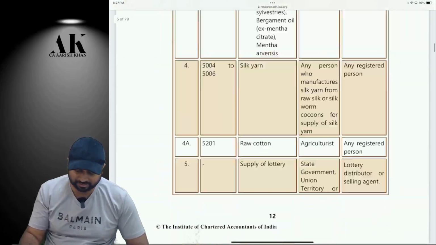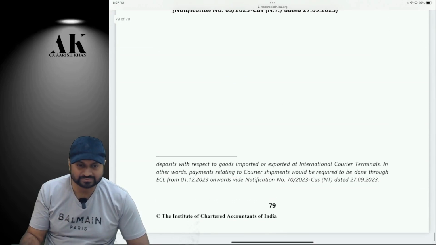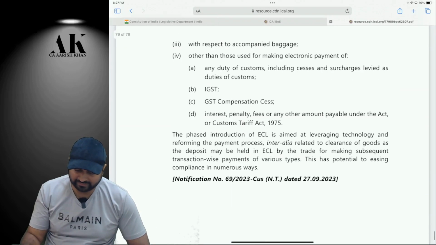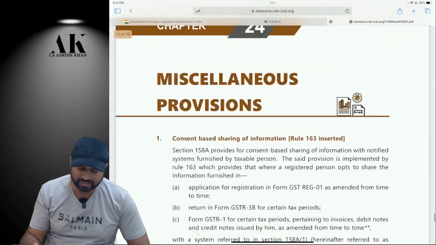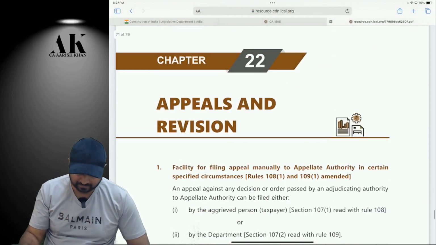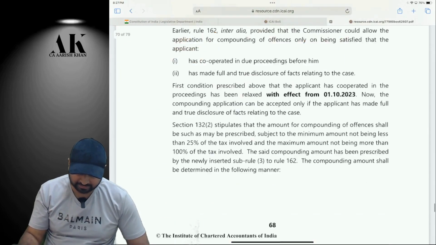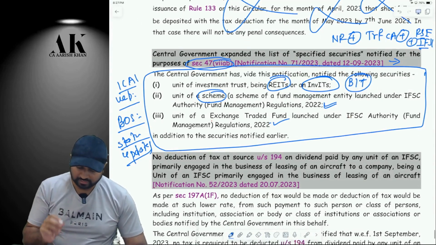It is your duty to go through it or check with some teacher who has uploaded this. These might be very important. Or tell your respective teacher to do it for you. Or if it is already covered in your respective batch, then it is fine. So these are the amendments which are made. There are a lot of amendments made in indirect tax, GST, only in GST, not in customs. So let's go ahead with the next point.